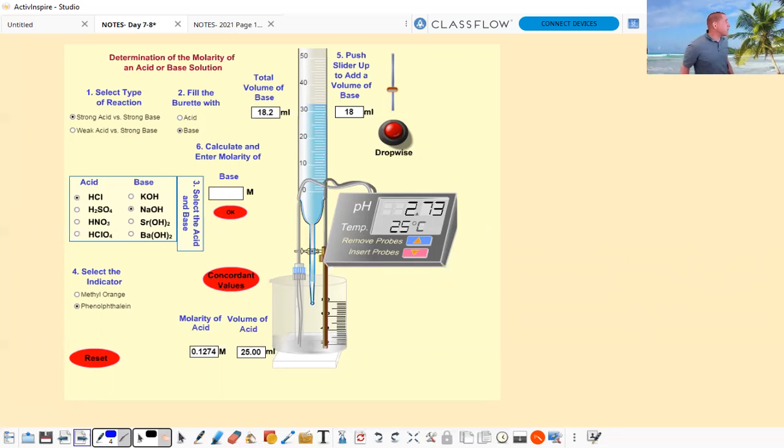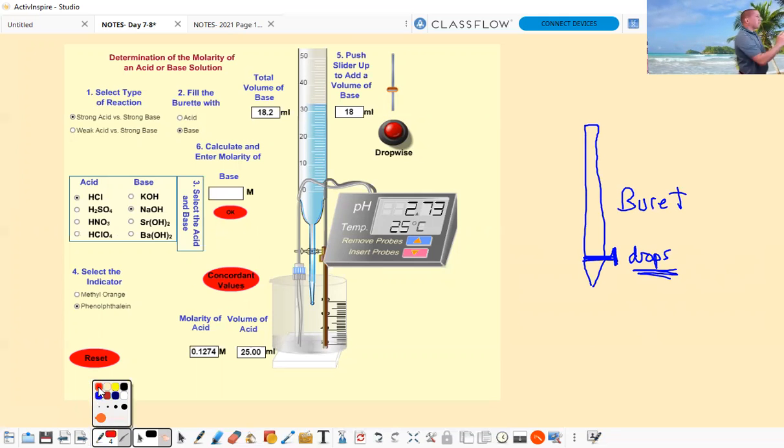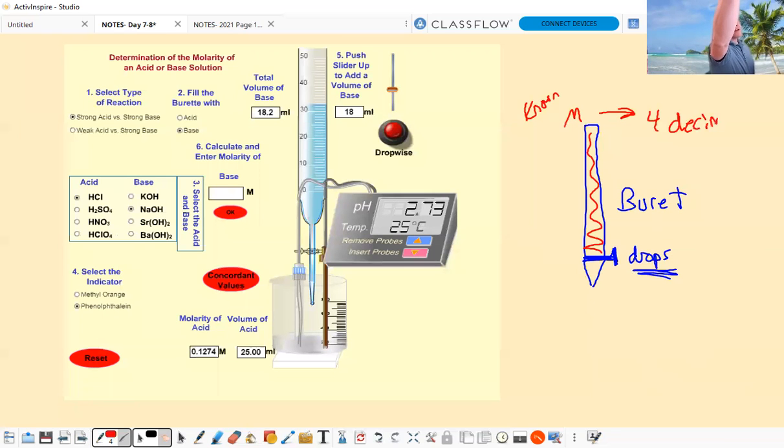All right, so essentially what we have, though, is a thing called a burette. So the burette, and we've used them, has a tip at the end and a valve, and you can add drops very, very accurately by turning that on and off. So we fill it with a liquid. Now the liquid we fill it with has a known molarity, usually to 4 decimal places. So very, very accurate. The way you get it accurate, though, is you have to do a titration.